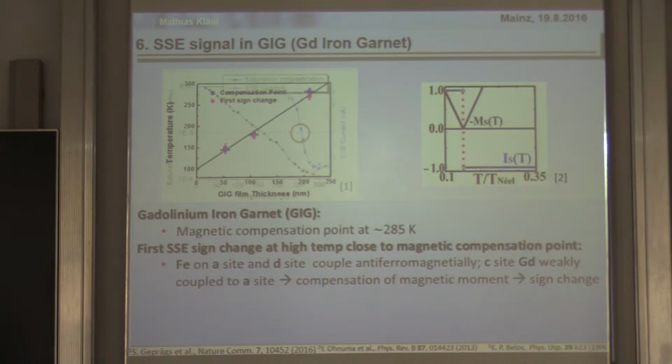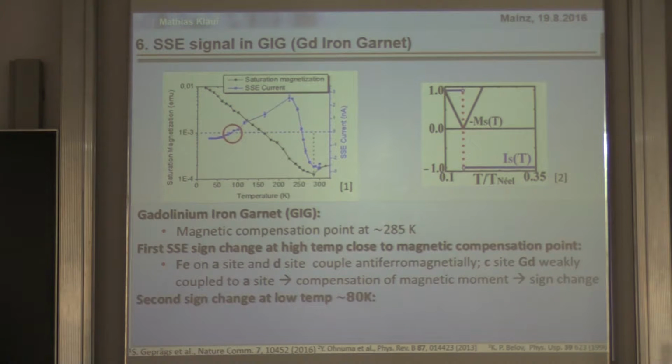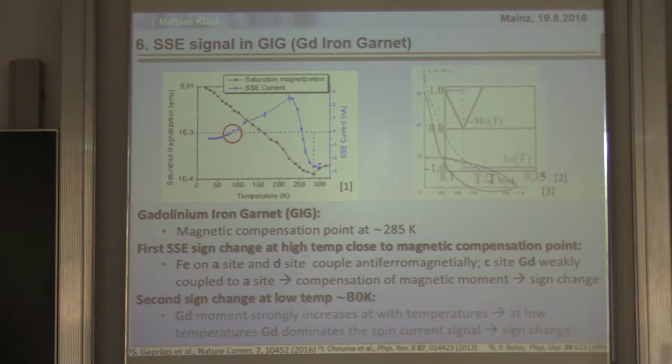Good. However, it turns out that's not the full truth, because if you go further down in temperature, you get a second sign change. We really thought that cannot be, because at low temperature, if you go to lower and lower temperature, then of course the magnetic moment just continues to go up. You see here between 150 and 50 Kelvin it just goes continuously up. So really the signal does not mirror the magnetization.